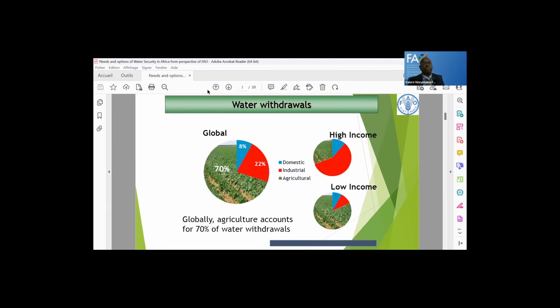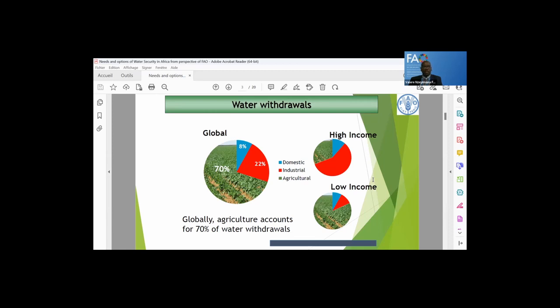When we talk about water, let's look at water withdrawals. 70% of water withdrawals globally is used in agriculture production. But this is not the same for all countries. You will see the portion of water withdrawal, which is 100%. Part of it goes for domestic water utilization, part of it goes for industrial water utilization, and then for agriculture production. But this is an average. The 70% is an average, while in high-income countries, it can go as high as 95% for industrial water use.